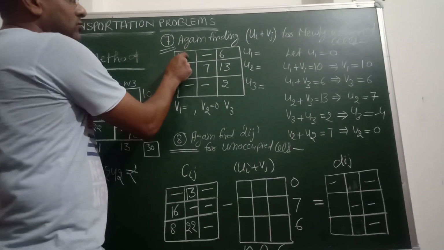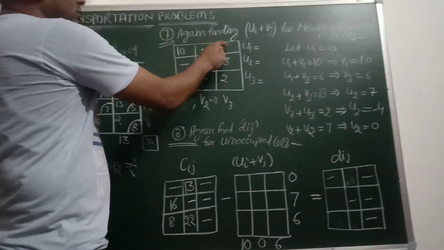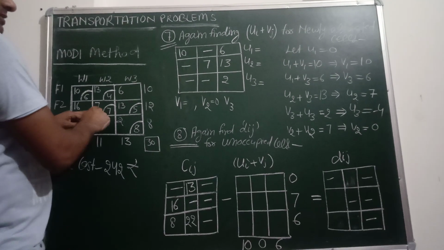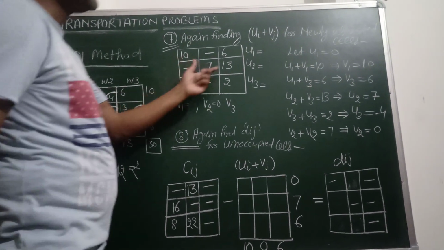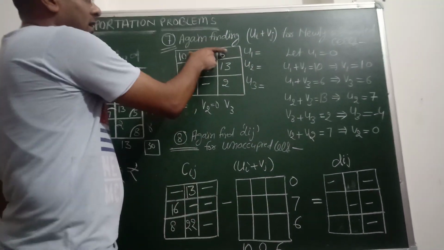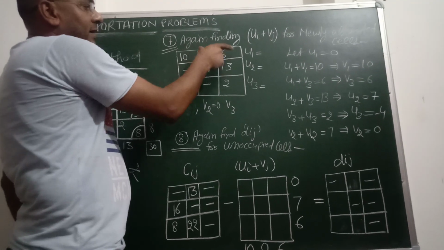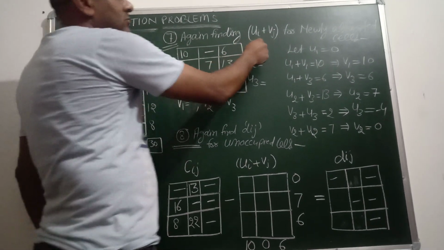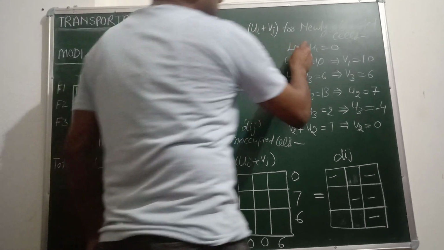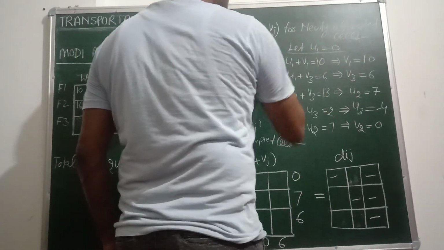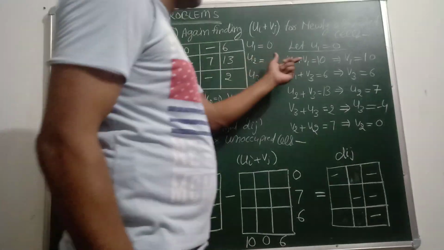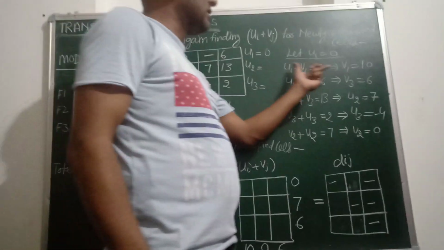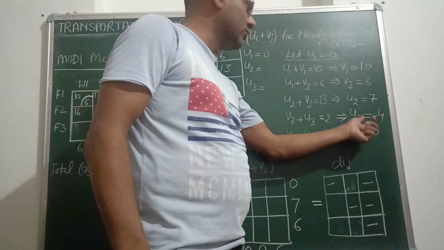Now these are the values of Cij for the newly allocated cells. You will see that this is 10, this is 6, this is 7, 13 and 2. Again there are two cells occupied here, so we will use any one of u1 or u2 as equal to 0. So let us consider u1 equal to 0. Then we will use the same procedure as used previously, and we will find the values of v1, v3, u2, u3 and v2.